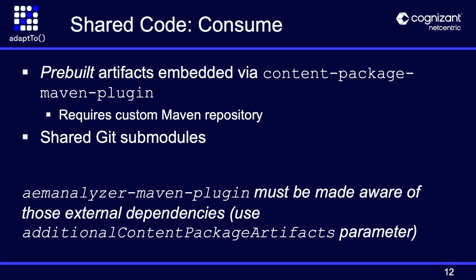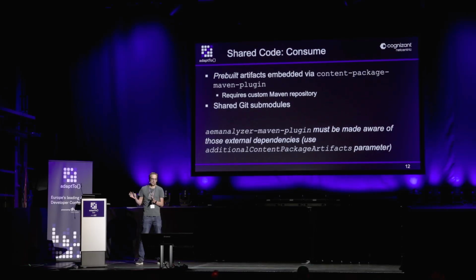So how do you consume that shared code, particularly when you have, for example, multiple programs? There are 2 different options on how you could do that. One option would be to consume it in binary form. That means you just consume the artifacts from a custom Maven repository. The other option would be that you build it with each program individually, usually in the form of Git submodules. So you really reference the source code of the shared code.